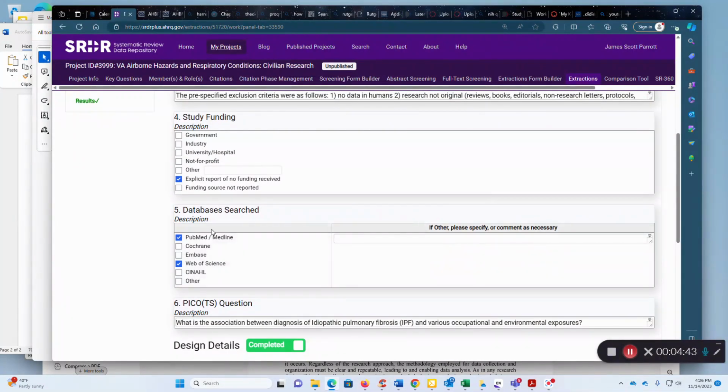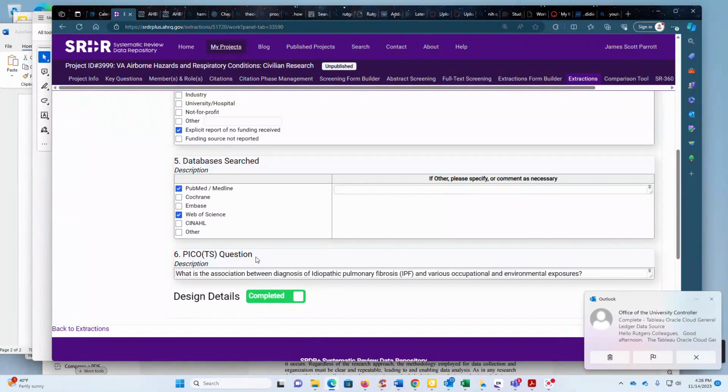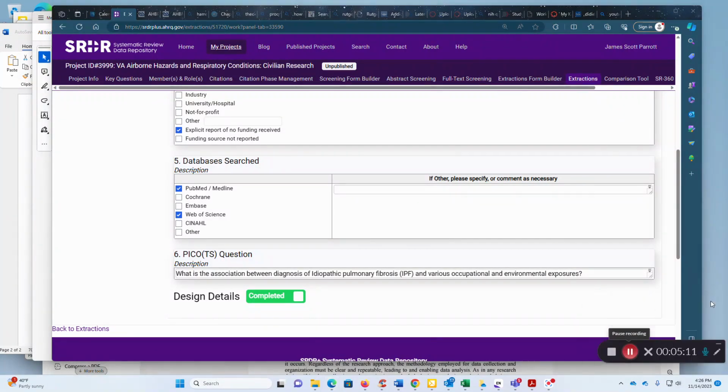The databases searched, again, this is critically important, and you will find that in the methods section. They'll list out every single database that they searched. And then you can say here they searched PubMed and Web of Science. Now, according to the PRISMA statement, which is a kind of writing standard for systematic reviews, what you really should have is a PICO statement: population, intervention, comparator, and outcome, and then you may have time frame, setting, things like that. However, we don't always have that.